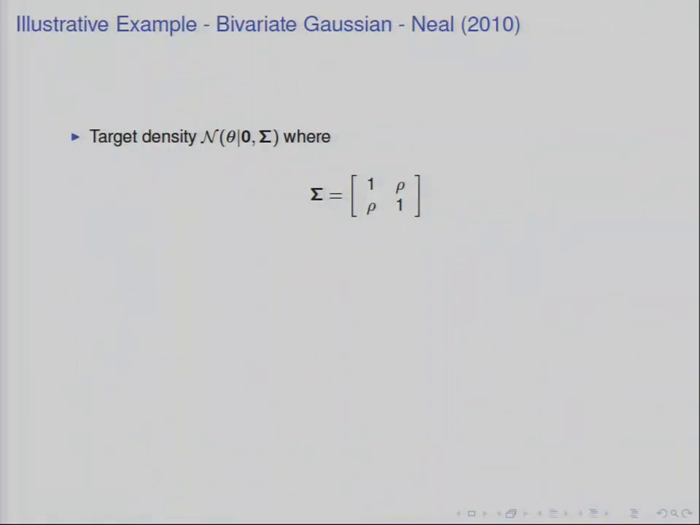So let me give you an example, which I gave you yesterday. Remember, our target density was this here. So by cranking rho up to something like 0.99, then we get this very severe distribution.